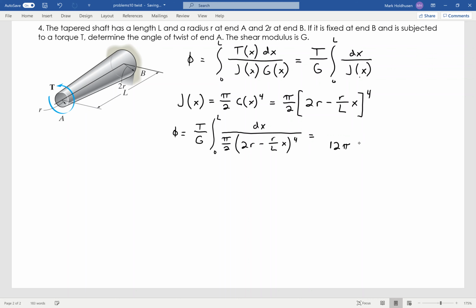In the denominator, I get 12 pi G r to the fourth, and in the numerator, I get 7 T times L. Again, you'll have to do the calculus on your own or plug it into your own calculator if you want to prove that to yourself. But what is most important is setting that integral up, recognizing T and G are constant. The only thing that's really changing is the radius, and therefore the polar moment of inertia. So just find the equation for that radius as a function of x as I move from B to A, get that equation, then I can plug it in, do the integral, and find the angle of twist for the end A in this situation.